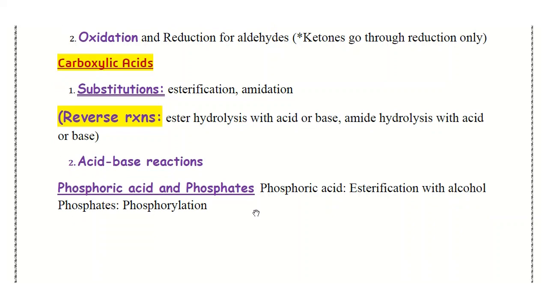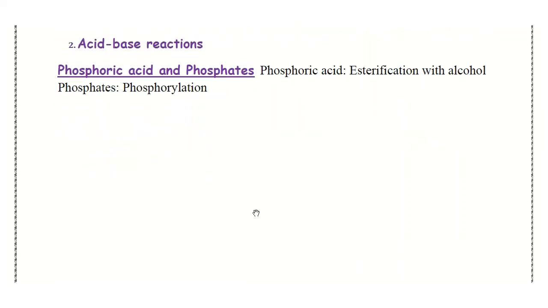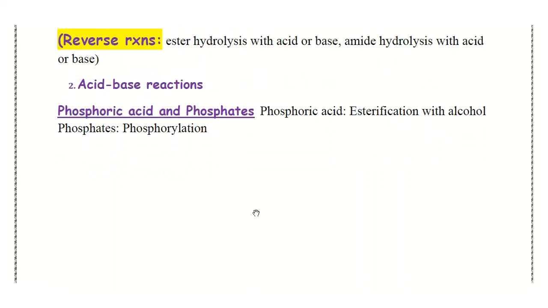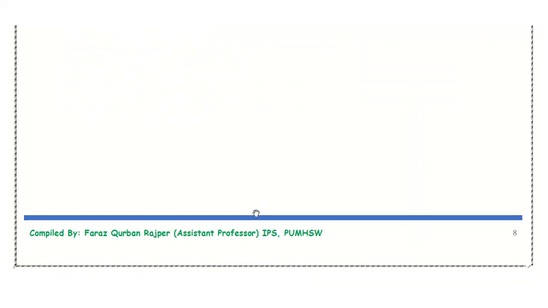Phosphoric acid, that is H3PO4, and its esterification with alcohol can give different products, the phosphates, phosphorylation. So this was all about the basics of organic chemical reactions, the different types of reagent molecules, that is the electrophiles and nucleophiles.